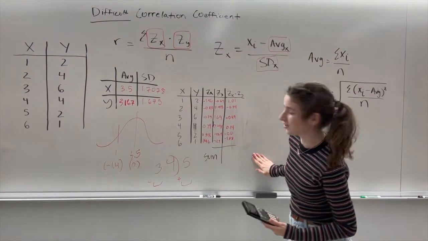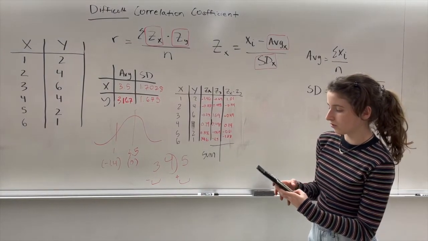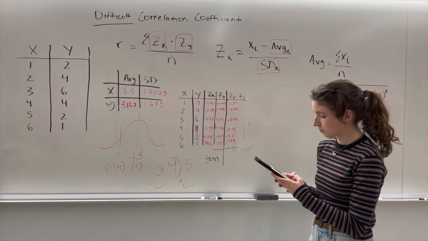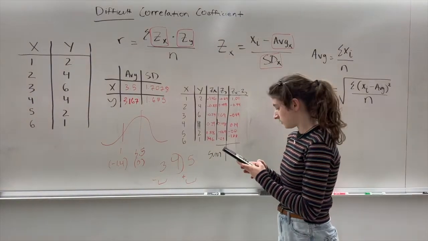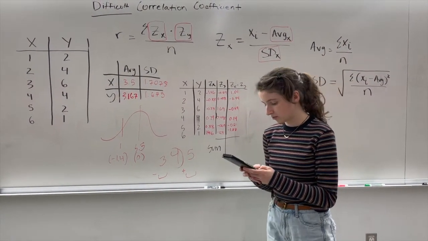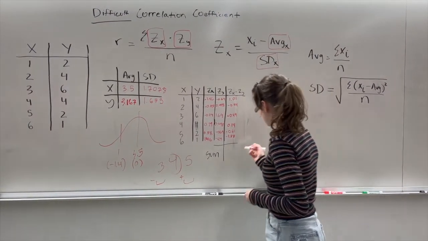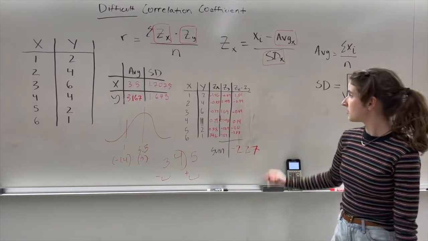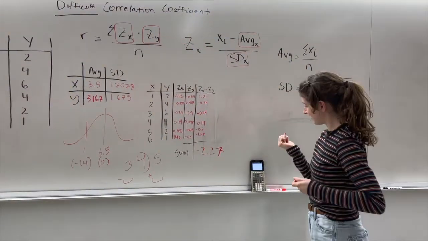We're going to add up all these values. So let's add up 1.01 plus negative 0.44 plus negative 0.49 plus 0.14 plus negative 0.61 plus negative 1.88. And we get negative 2.27. Okay, so that's good news. We're almost done. We have our numerator here.